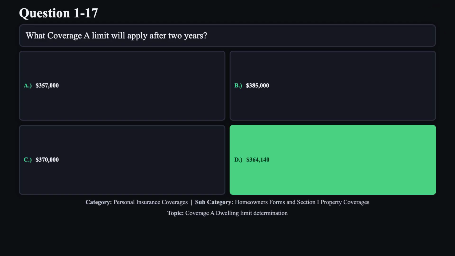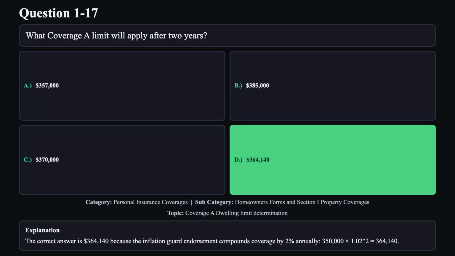The correct answer is D. The correct answer is $364,140 because the Inflation Guard endorsement compounds coverage by 2% annually. $350,000 multiplied by 1.02 squared equals $364,140.